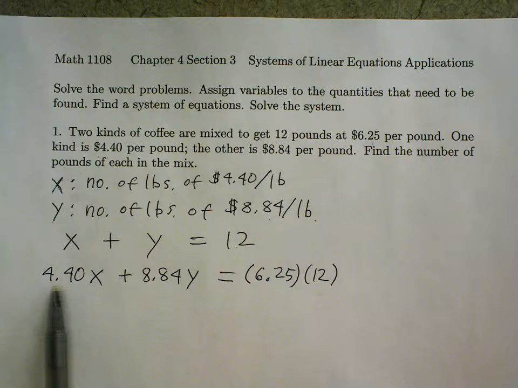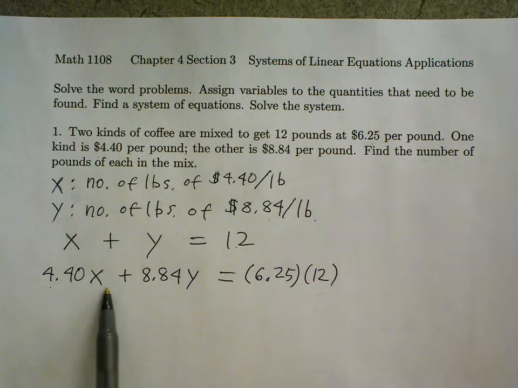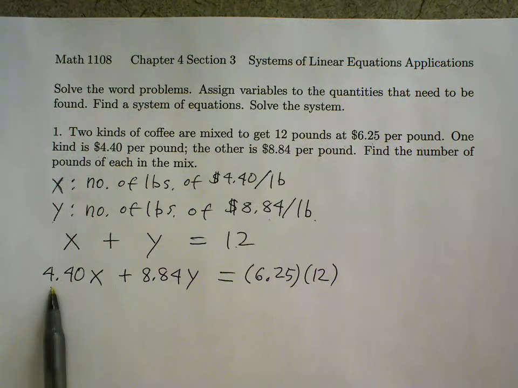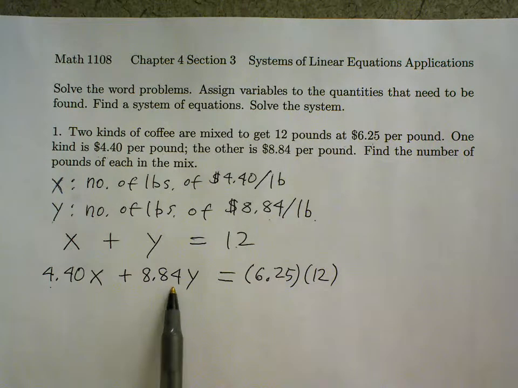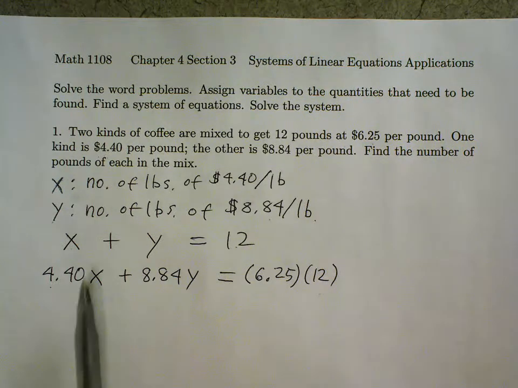So $4.40 per pound times X pounds, the pounds units cancel. And so the units are dollars, even though we're not writing dollars. But each of the terms in the bottom equation represents a certain value measured in dollars. So that's an important thing to remember. In any given equation, each of the terms has to represent the same kind of quantity.